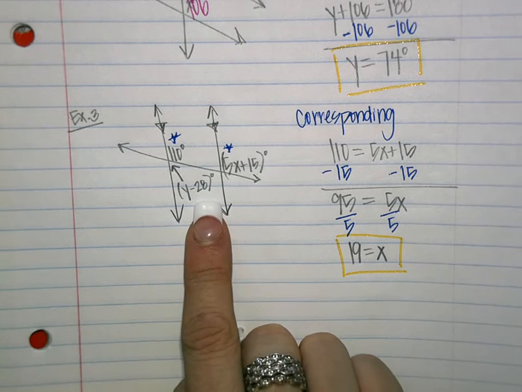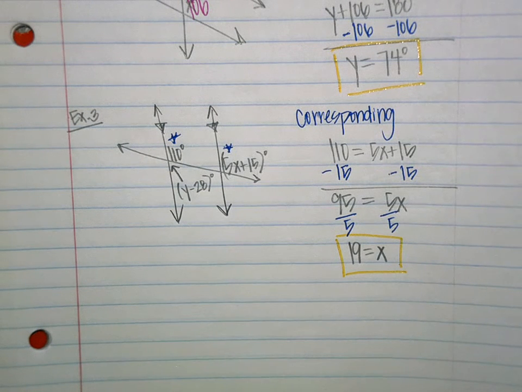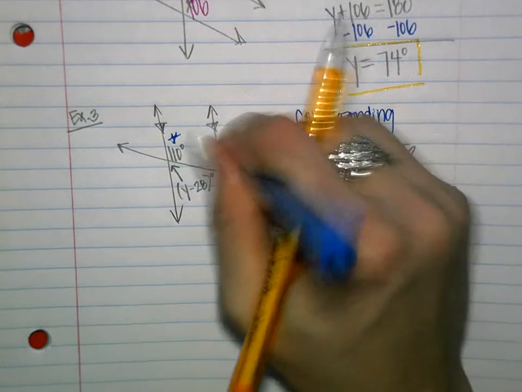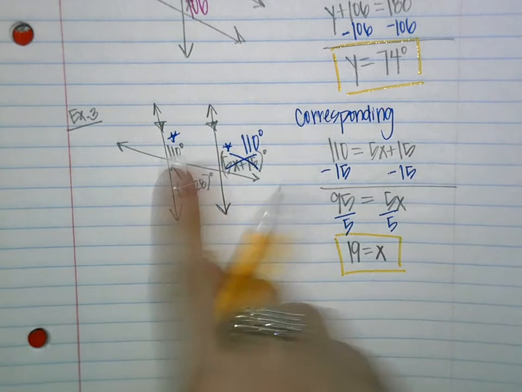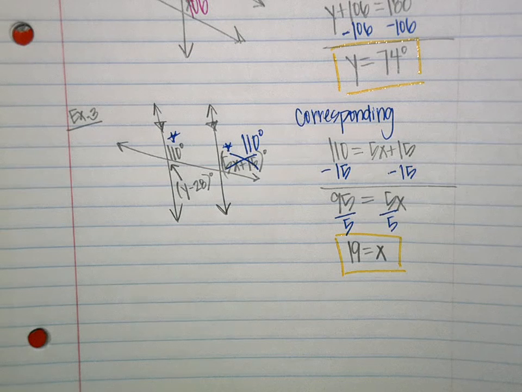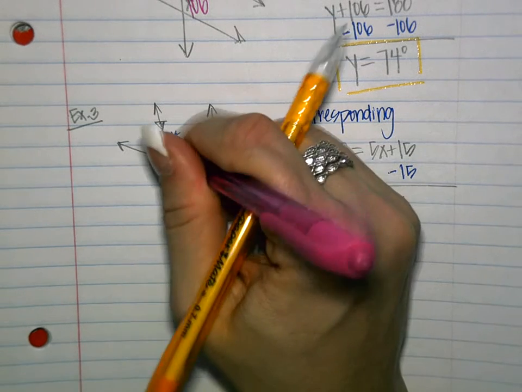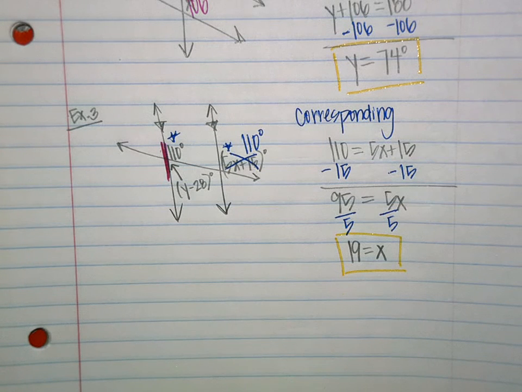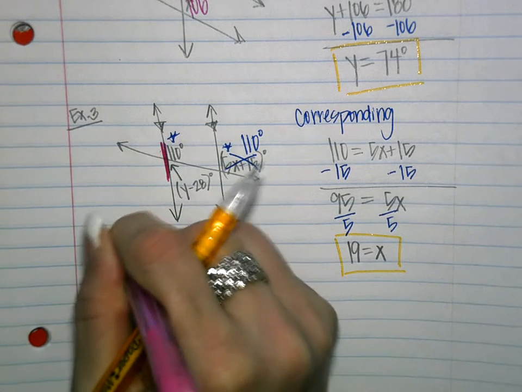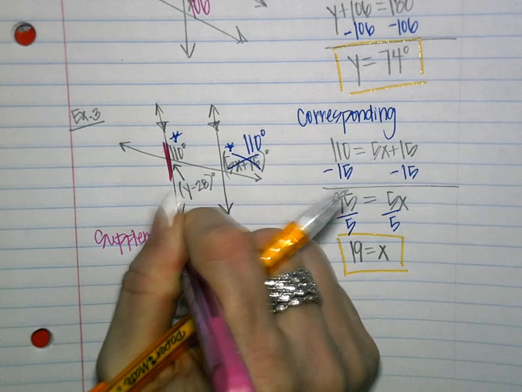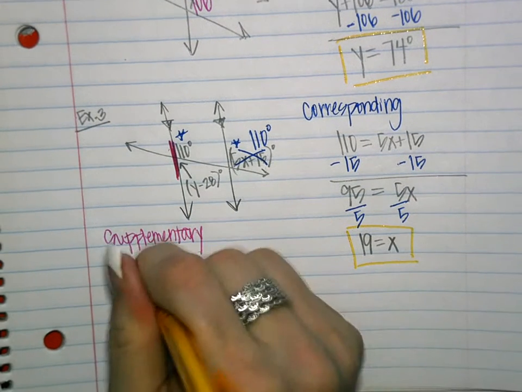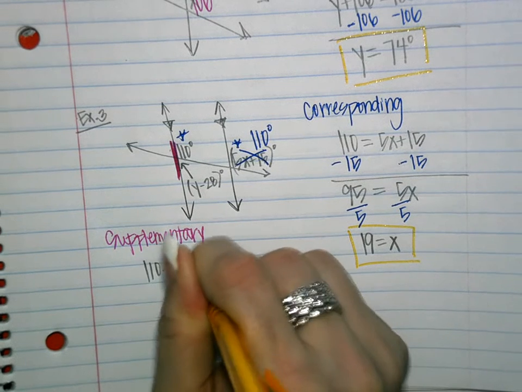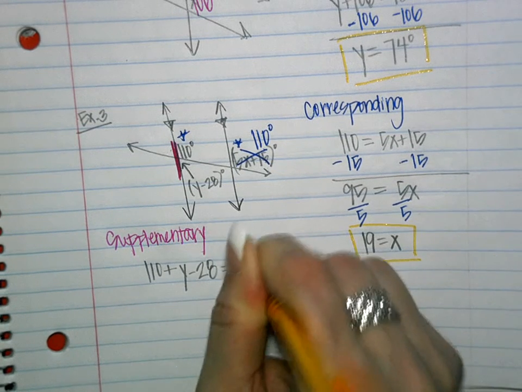How do you think you could find y? Do I need to plug it in? I could plug it in, but if I plug it in, I know that this whole thing is going to be equal to 110 degrees because these two are corresponding. Now, do I know anything as far as the y relationship? What type of angles do they make? They're not vertical. These two are supplementary, meaning that 110 plus y minus 28 is equal to 180.